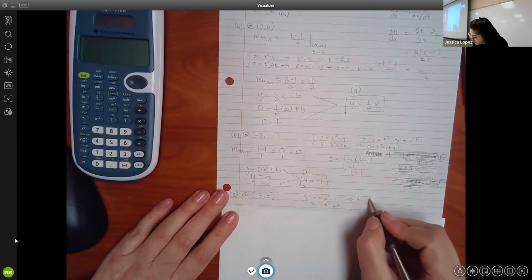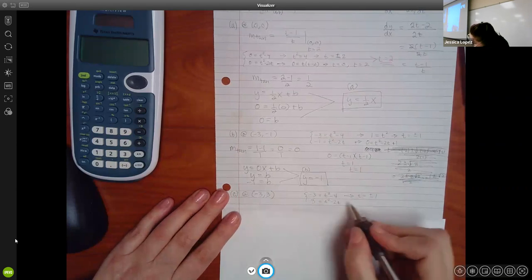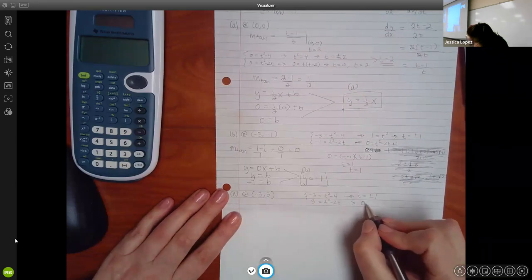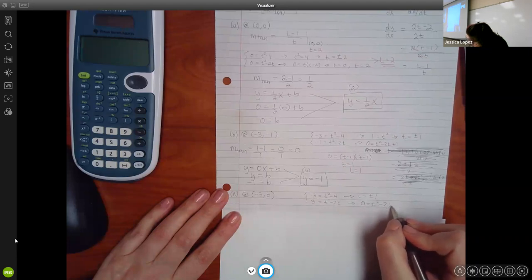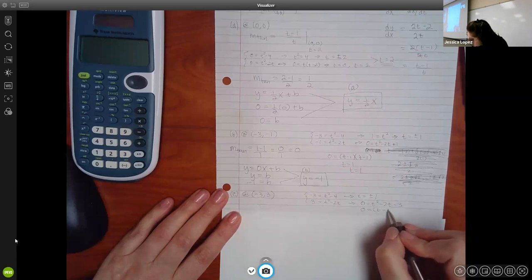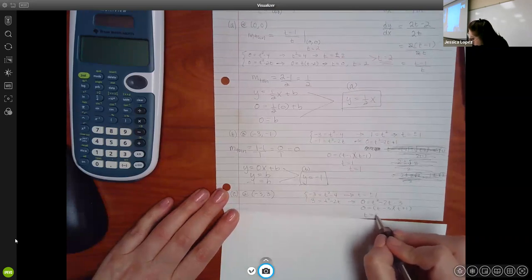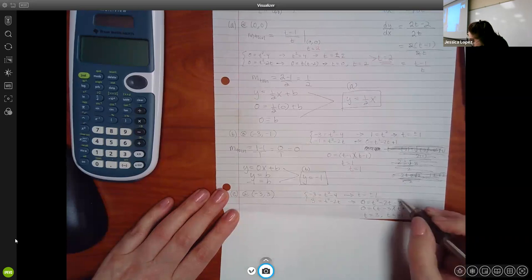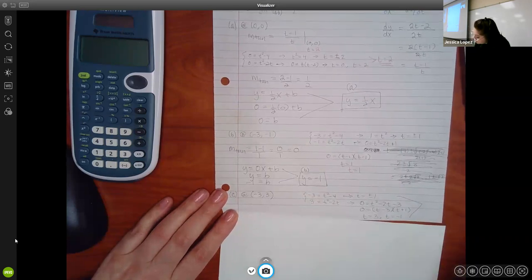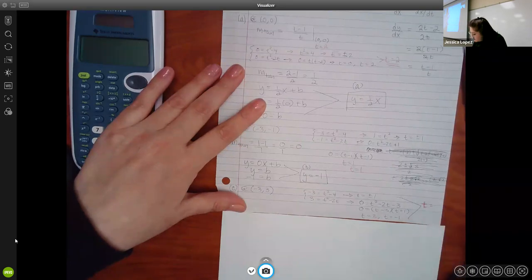I know t is going to equal plus or minus one. The bottom's not exactly the same though. So if I minus the 3 over, I get 0 equal to t squared minus 2t minus 3, which can factor. And I get t equal to 3 or t equal to negative 1. So which one matches here? It would be the negative one, right? That one doesn't have 3.